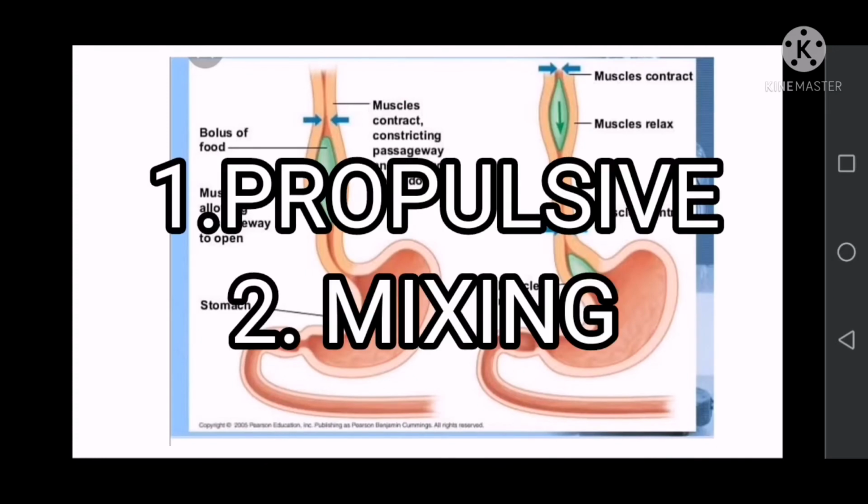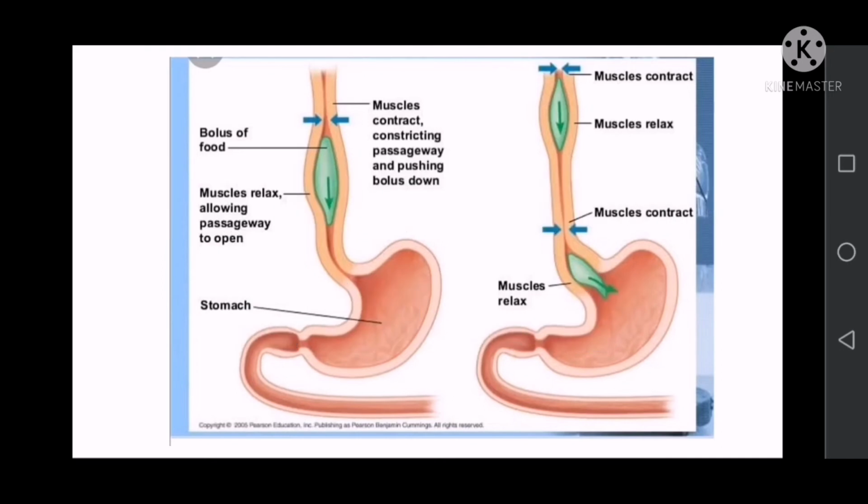Alright, so there are two kinds of functional movements in the GIT, and these two kinds of movements are going to occur in all parts, beginning from the stomach and then the small intestine, large intestine. So basically there are two kinds of movements: propulsive movements and mixing movements. The propulsive movements are also called peristalsis, and these movements cause food to move forward along the GI tract. The second kind of movements are the mixing movements, which keep the intestinal contents mixed at all times.